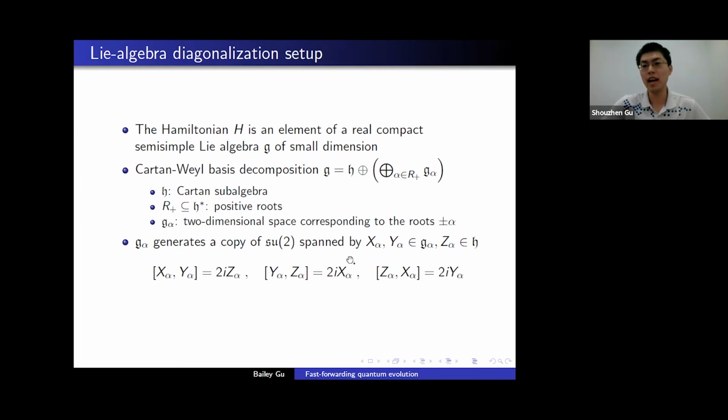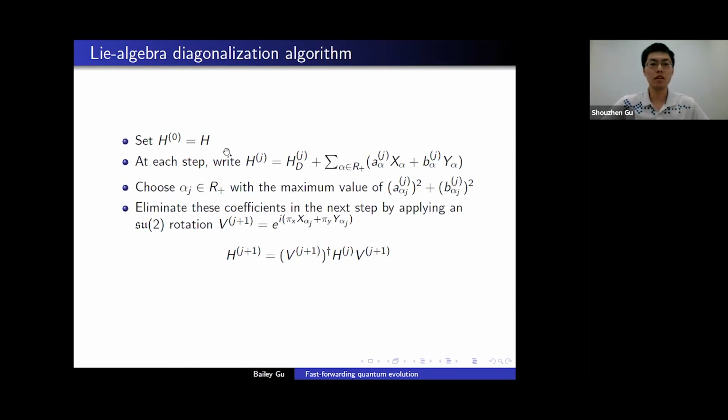And the procedure that we have for diagonalizing is as follows. So we start with the Hamiltonian H, and at each step, we decompose Hj according to the Cartan-Weyl basis decomposition. So it's going to be the sum of a diagonal part and some off-diagonal terms, and the off-diagonal terms are a linear combination of the X alphas and Y alphas. At each step, we choose the alpha j such that the coefficient a squared plus b squared is maximal. So this is playing the part of choosing the off-diagonal element with the largest norm.